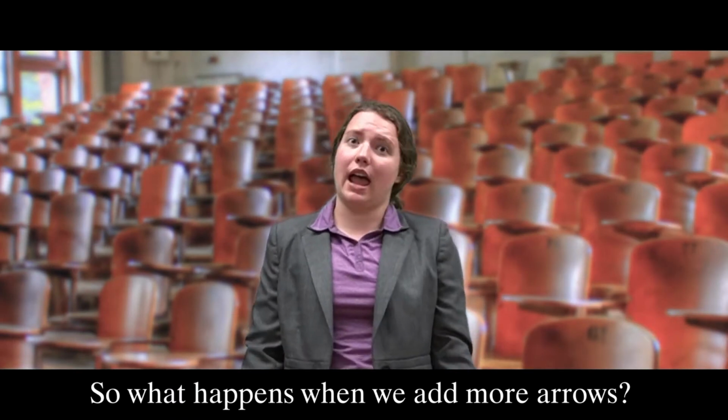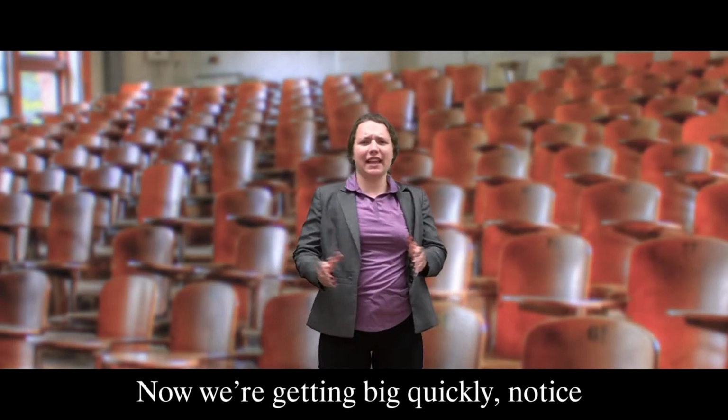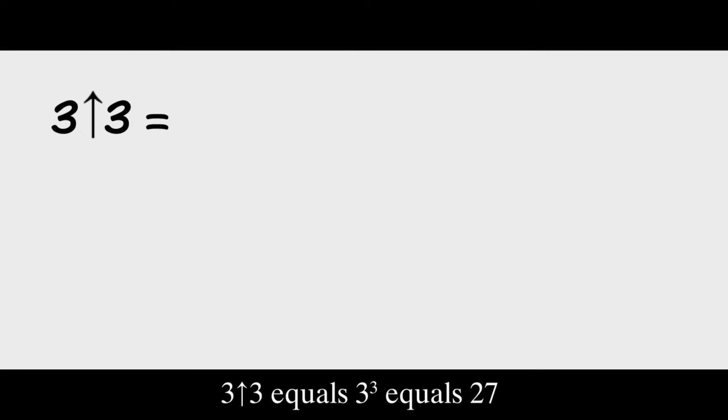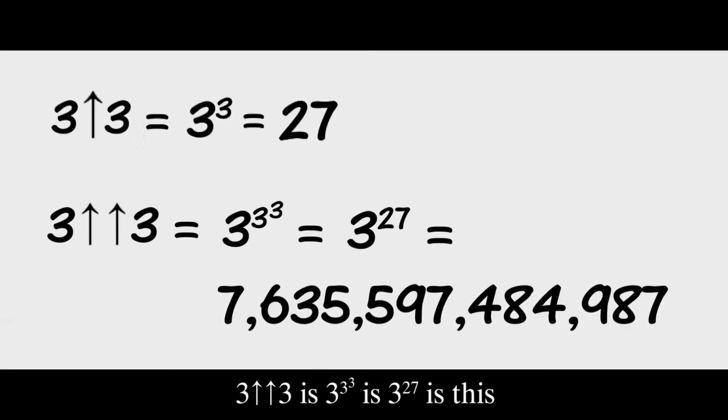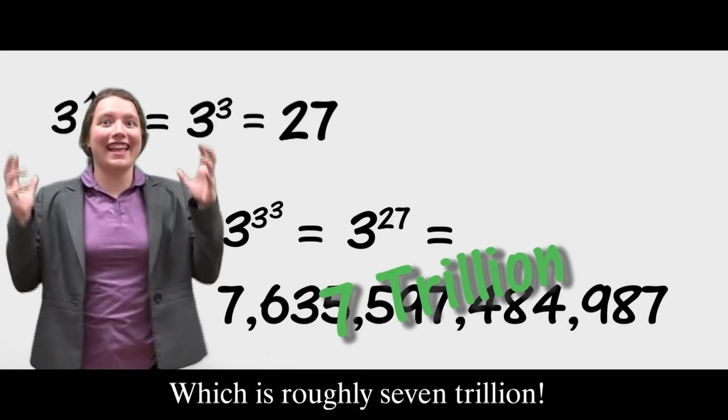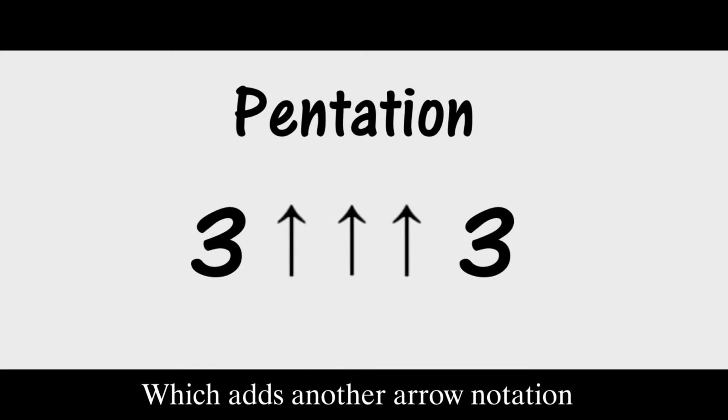So what happens when we add more arrows? Now we're getting big quickly. Notice 3 arrow 3 equals 3 to the 3 equals 27. 3 double arrow 3 is 3 to the 3 to the 3, is 3 to the 27, which is roughly 7 trillion. Next is pentation, which adds another arrow.